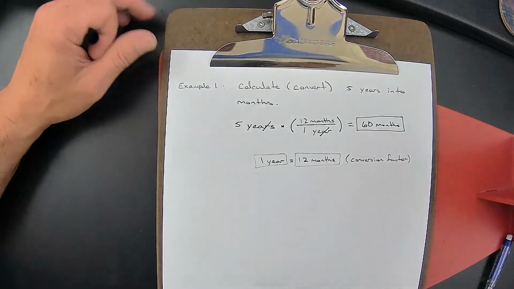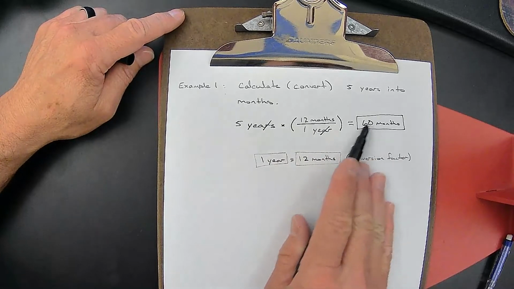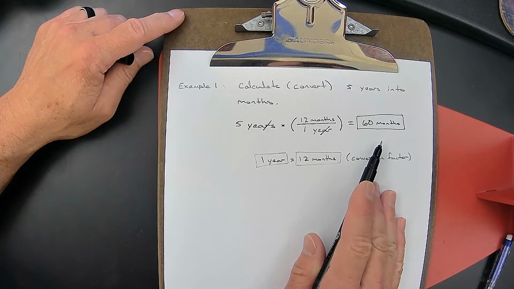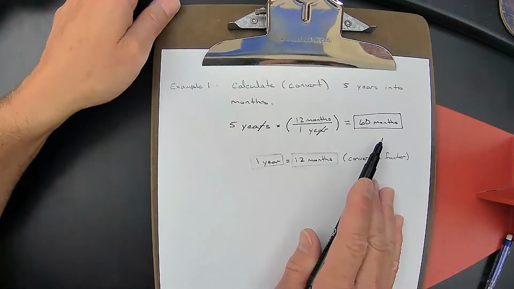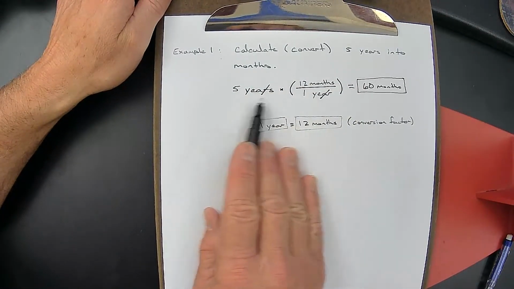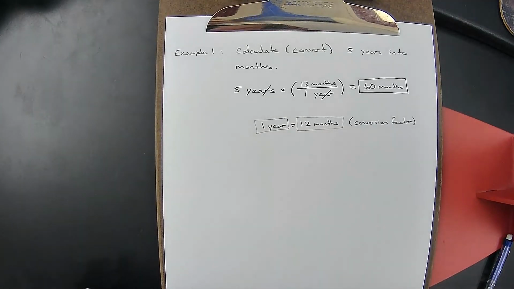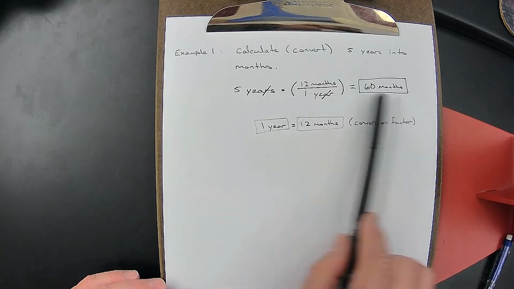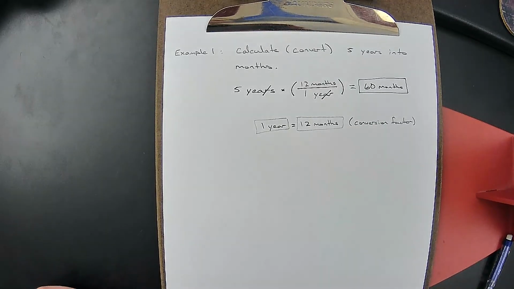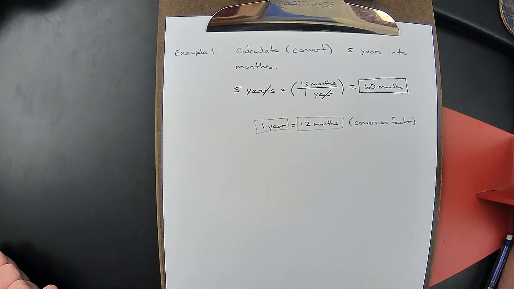I understand some of you right away, as soon as I said convert 5 years into months, could have told me 60 months. But most of the time, when doing conversion factors in science, it's not going to be that easy that you can do it in your head, and we need to have a process to be able to do this. This is most likely one of the most important processes that you will learn through chemistry and physics, is how to convert units. I hope this helps as an introduction to converting units.